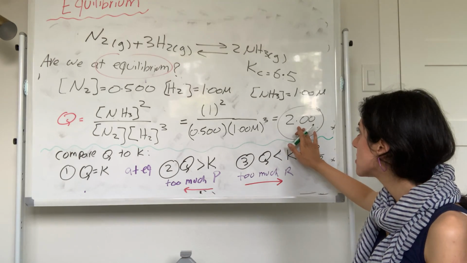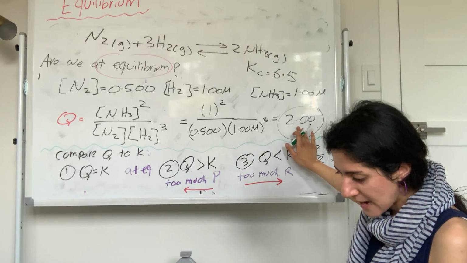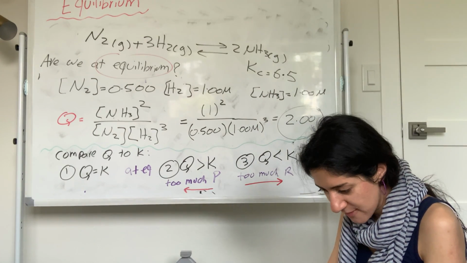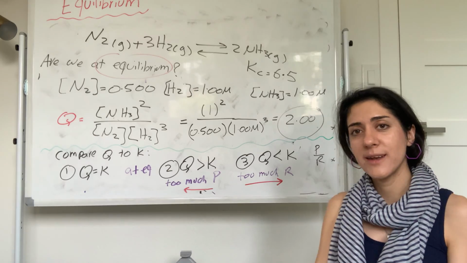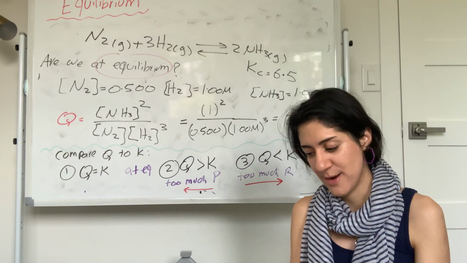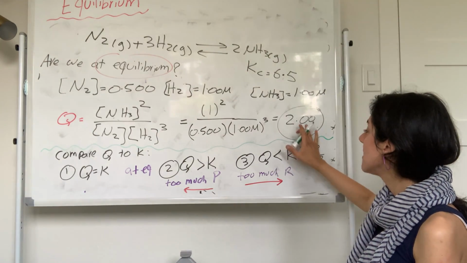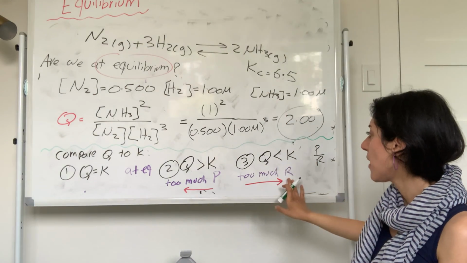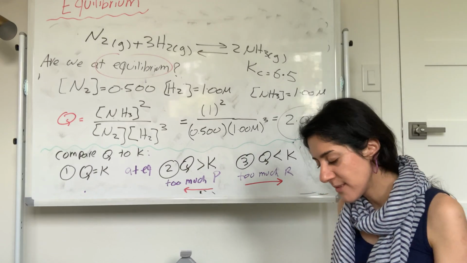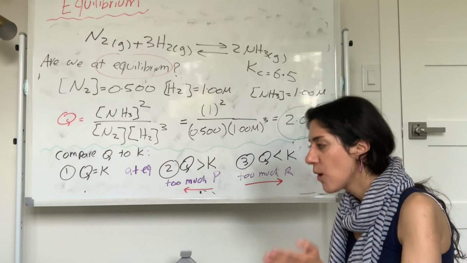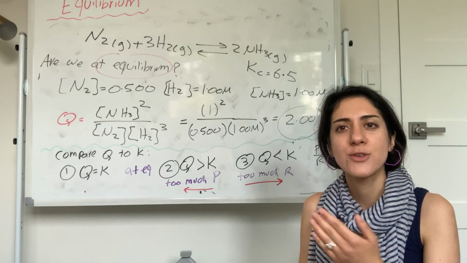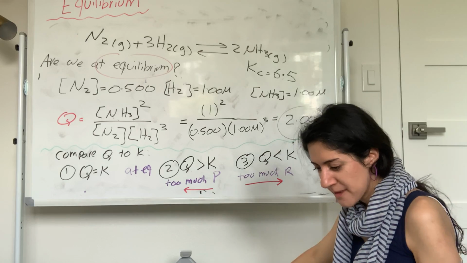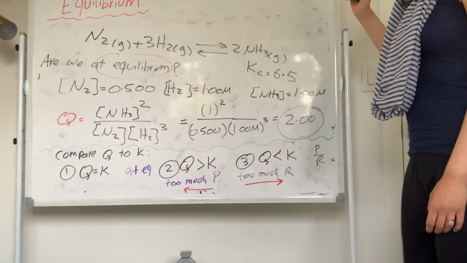So we figure out Q based on what we had. Our Q is 2. We're going to compare it to K. What is our K? 6.5. So what do you think? Are we at equilibrium? We're not at equilibrium, and Q is smaller than K. So I have too much reactant and we need to shift to the product. We need to make more product to reach equilibrium. That makes sense? Okay, nice job.